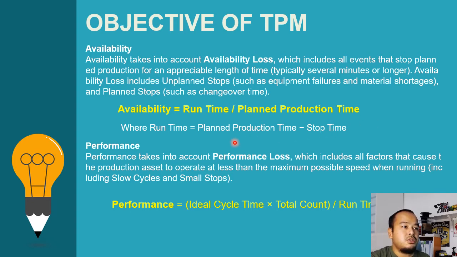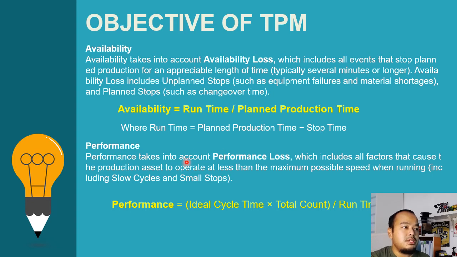So what is runtime? It means runtime is the planned production time that you have planned minus the stop time. So when you have stopped, you have to calculate it properly. From that you can get the availability.